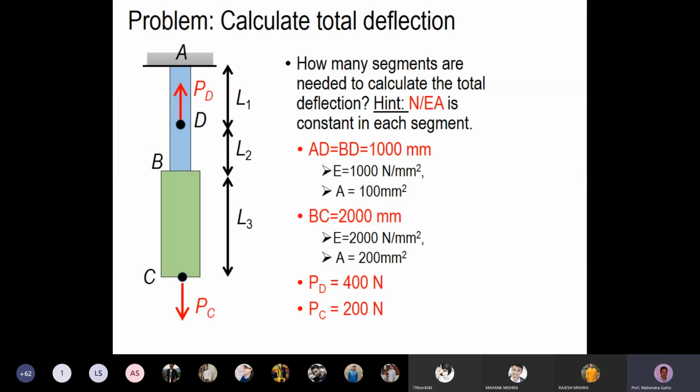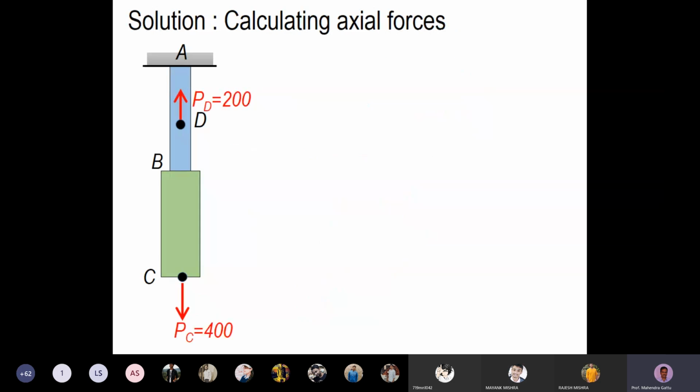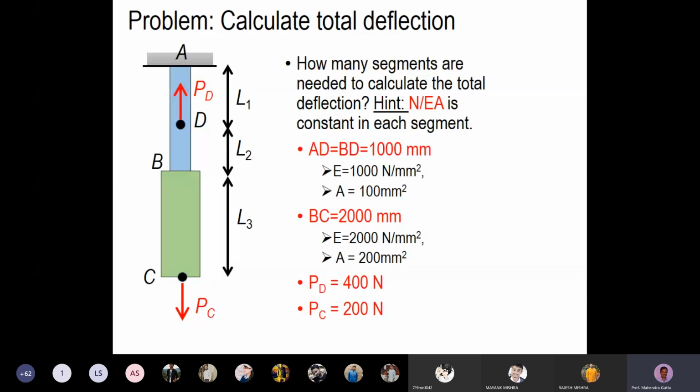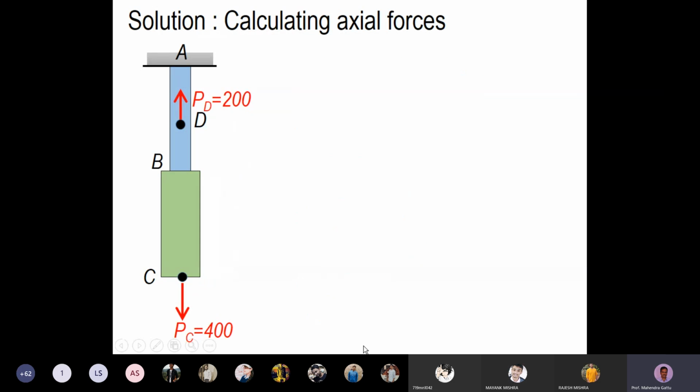It should be 200 and 400. It's okay. Let's say it's 400 and 200. Okay, so PC is 200. No, sorry, PC is 400. I'm sorry, the previous slide was wrong. So PC is 400 and PD is 200.